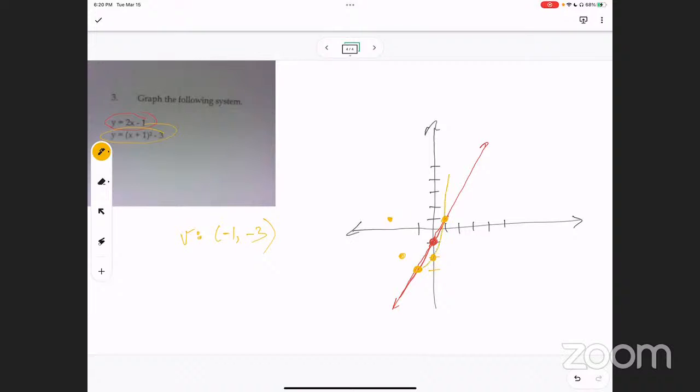Yeah, how about that? Nice job, bud. Well done. So what are my solutions? Well, one of the solutions is -1, -3, right? Yeah. Okay. And you can check them by plugging them into both equations over here, and you'll see that -1, -3 works in both. And what's the other one? +1, +1. Yes, good job.